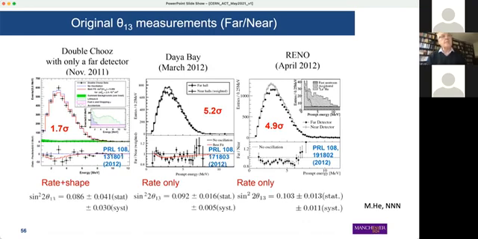So the surprise, so it's this term here is of the order 0.1, and that was actually larger than what people expected, and it was good news for potential CP violation measurements, because that means that the term in front of the delta is actually not that small.